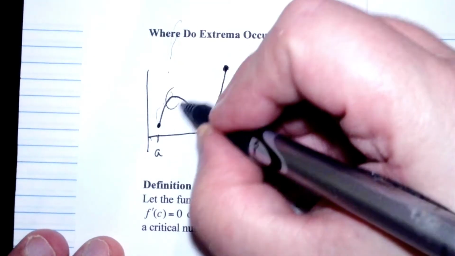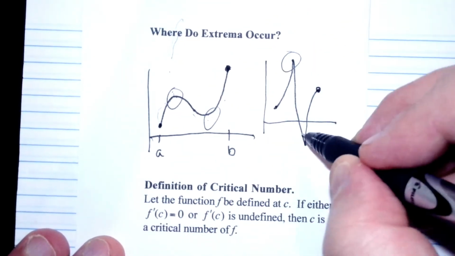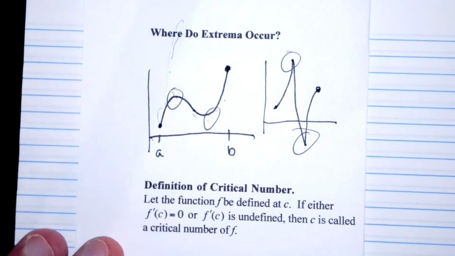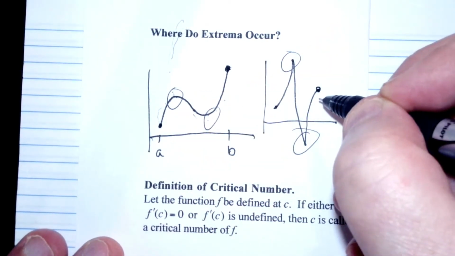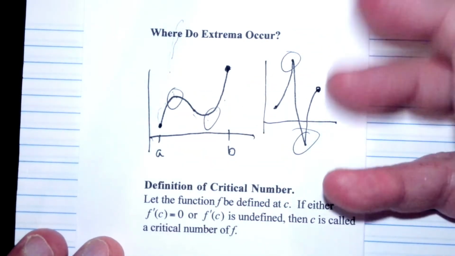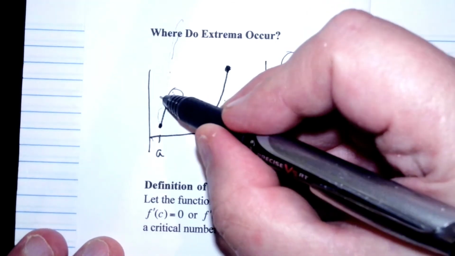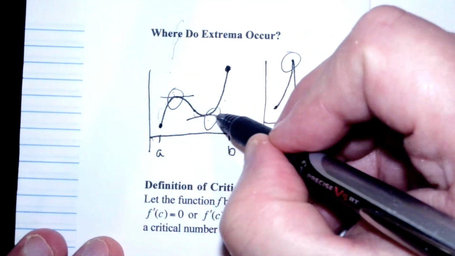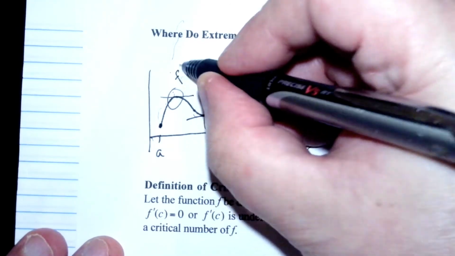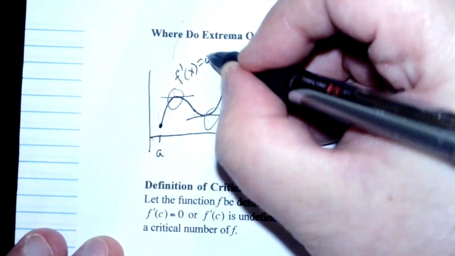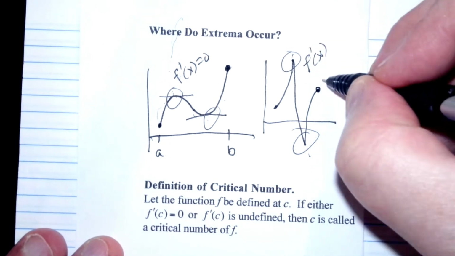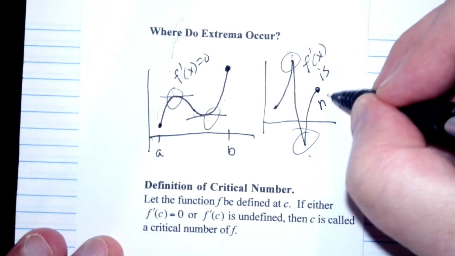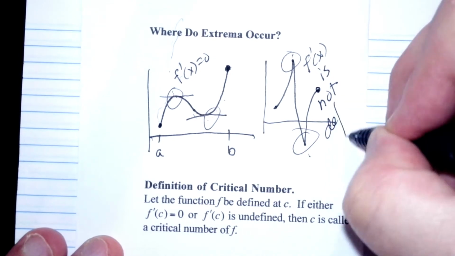So these kind of points are important enough that we give a name to them. These are called critical points, or the x values are called critical numbers. Here you've got a horizontal tangent line, and so the derivative is 0. And here you have cusps, and so the derivative is not defined.